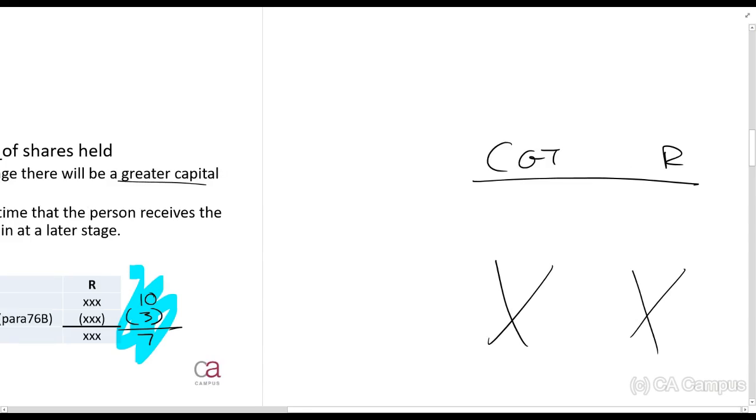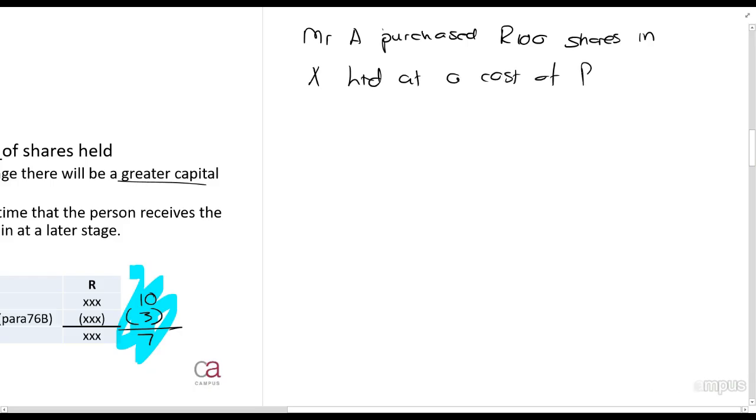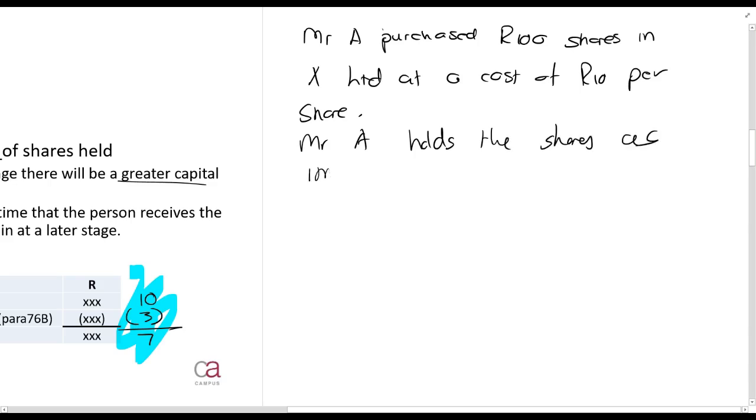So let me just explain it. Let me just do the following again. Okay, quick example. Mr. A purchased 100 shares in X Limited at a cost of 10 rands per share. Mr. A holds the shares as investment.